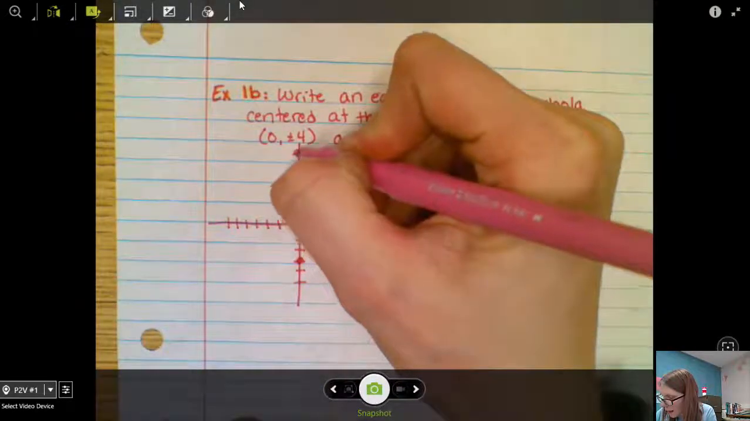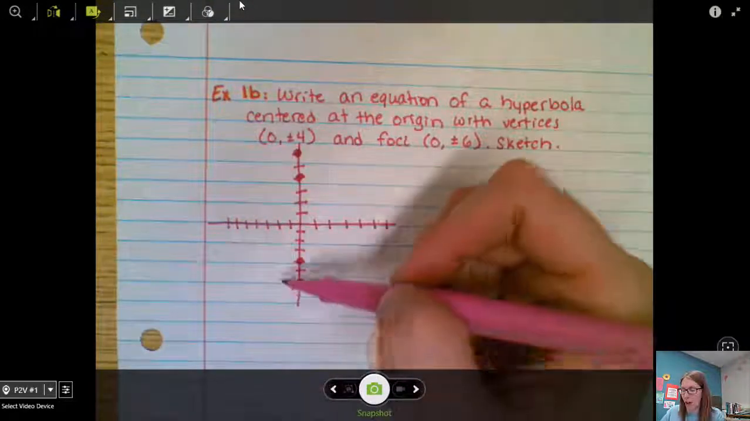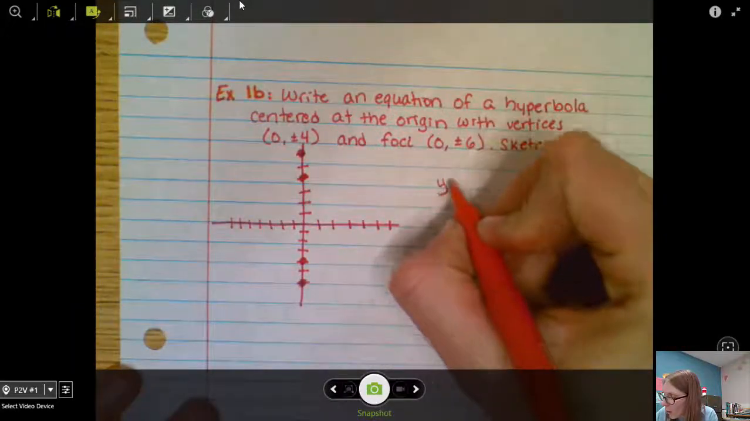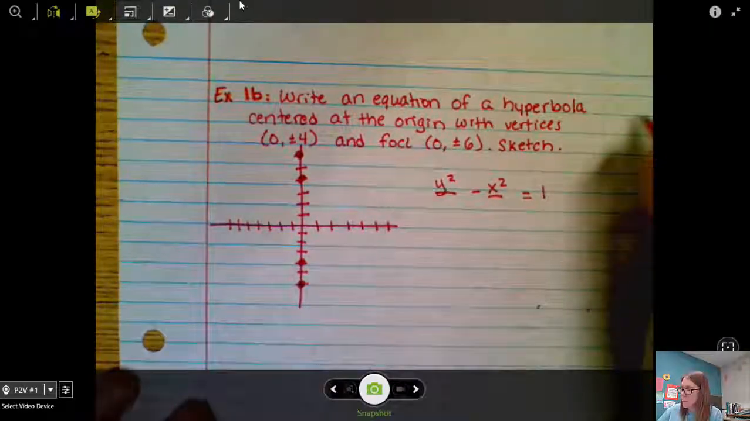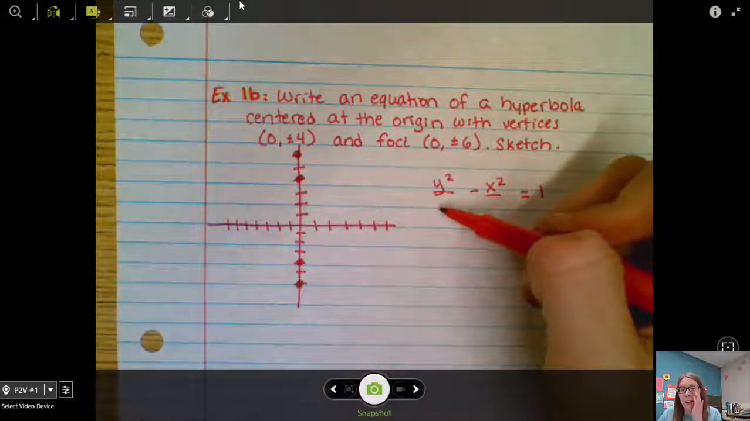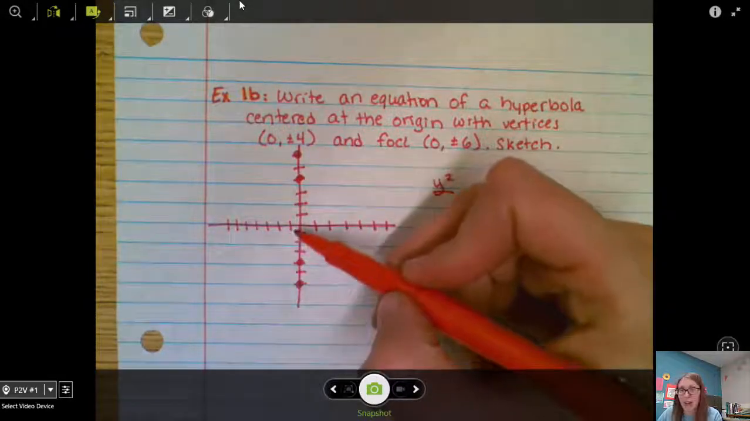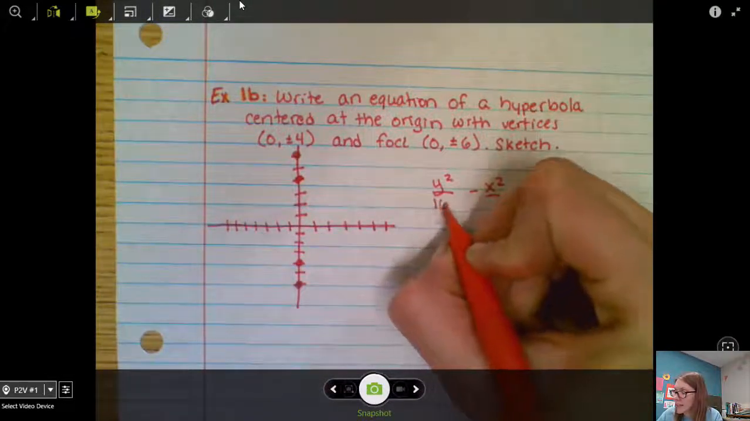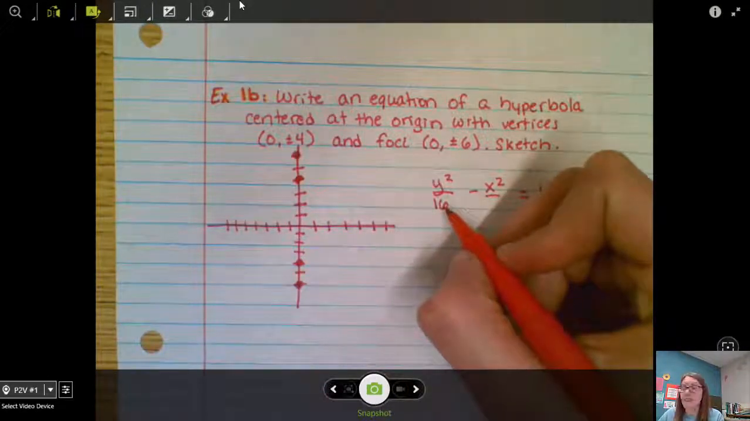So because my hyperbola has all of these major points on the y-axis, that tells me that my hyperbola is going up and down. So my equation is going to be in the form y squared over something minus x squared equals 1. And that first number is going to tell us where our vertex is. So we know in this case that our vertices are at 0, 4. That means I have to have y squared over 16 because this is what our vertex is squared. Okay, vertex squared gives us our a squared here.